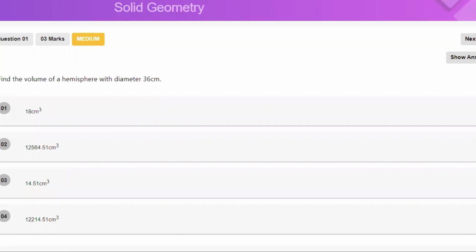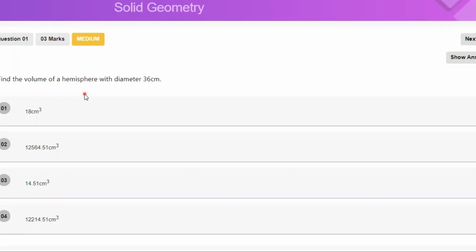Let's also have a look at an exam type question here. And this question reads, find the volume of a hemisphere with a diameter of 36 centimeters. Now, a hemisphere is essentially half of a sphere. So what we're going to do is first find out the volume of a sphere that has a diameter of 36 centimeters, and then we're going to divide that by 2 to work out the volume of a particular hemisphere.